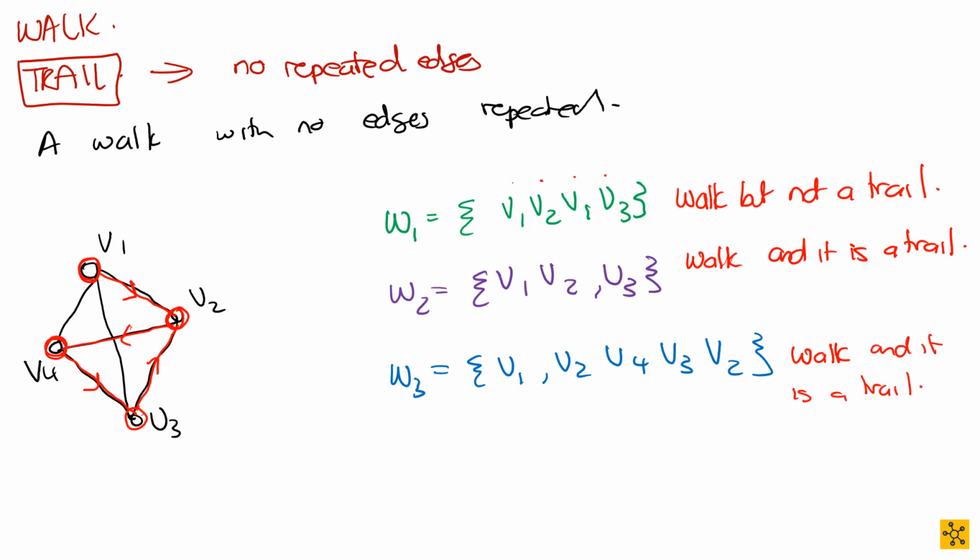Now, one thing you'll be like, the vertices are repeated. Sorry, I highlighted the wrong vertex. You have V2 that's being repeated. That is allowed in a trail. The only thing not allowed is repeated edges. And this is going to bring us to our next definition. So the next definition we're going to look at is actually a path. So now we have our walk, and then we have our trail.